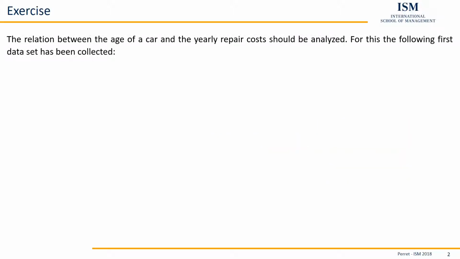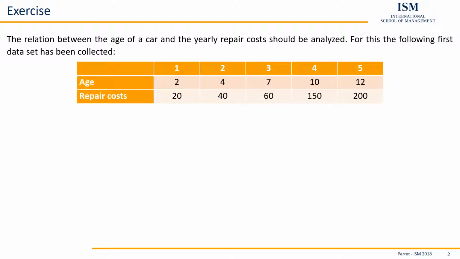The relation between the age of a car and the yearly repair costs should be analyzed. For this, the following first data set has been collected. And here we get for 5 different cars the age and the repair costs.